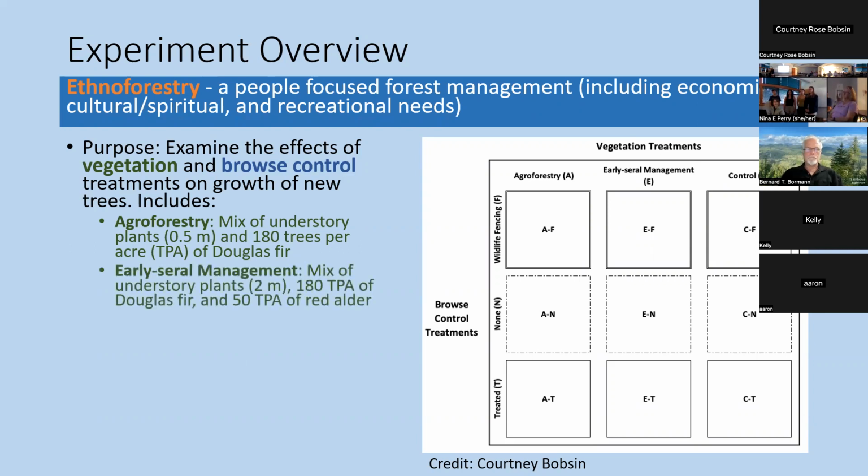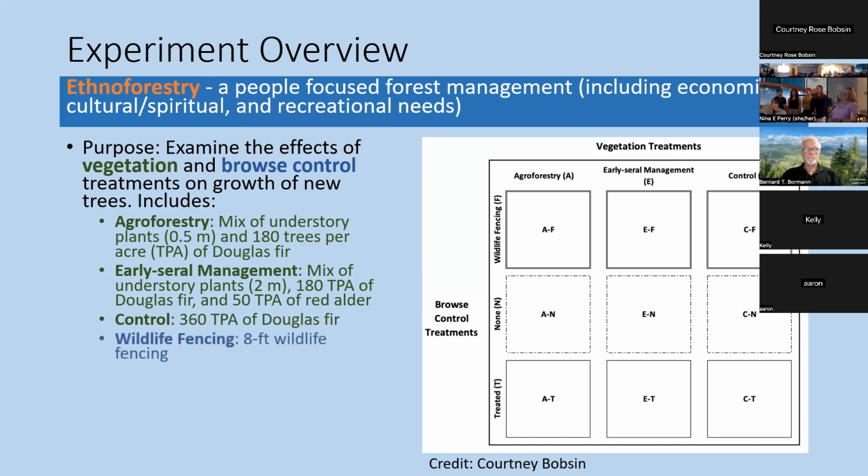The next vegetation treatment is early cereal management. That's a mixture of understory plants, Douglas fir, and red alder. The reason we include red alder in this treatment is because it's nitrogen fixing and it's deciduous. So when it loses all its leaves, those leaves create ground cover that could potentially be beneficial to the Douglas fir. And the last is a control, so only Douglas fir, and that is the industry standard in logging.